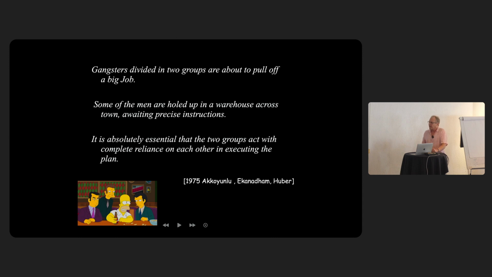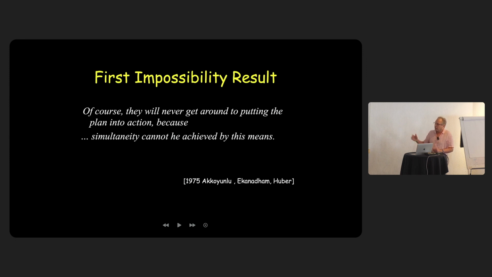It is absolutely essential that the two groups act with complete reliance on each other, executing the plan at the same time. Either both attack the bank or neither of them attacks the bank. And the problem is that they can communicate only by unreliable messages. This is what they say in the paper, just like that. And then they continue, of course, they will never get around to putting the plan into action because simultaneity cannot be achieved by this means, without any formal proof, no formal model even.